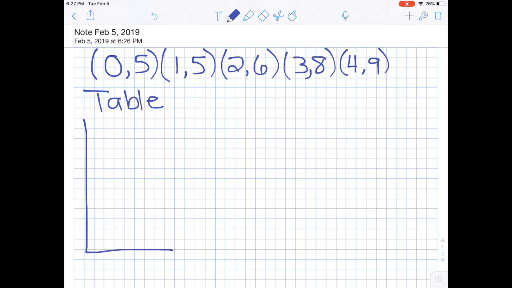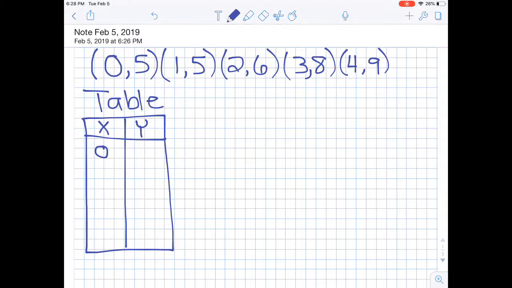So the first thing we'll do is look at creating a table. So you draw the table. The left side is your x values, the right side is your y values, and you just write your ordered pairs down. So (0, 5), (1, 5), (2, 6), (3, 8), and (4, 9).